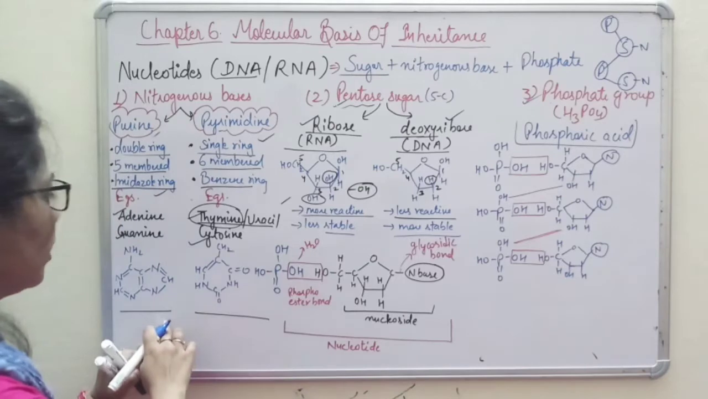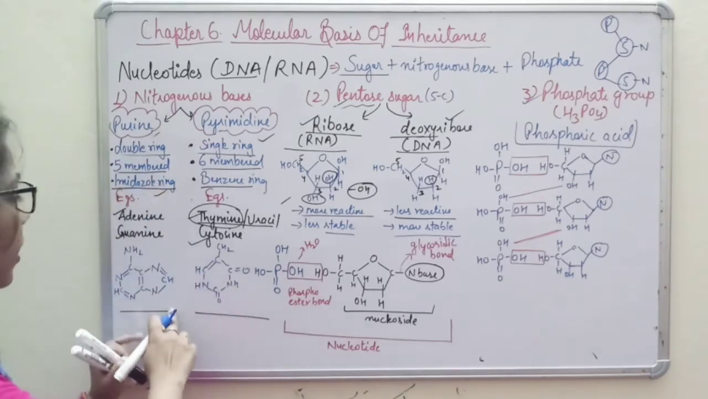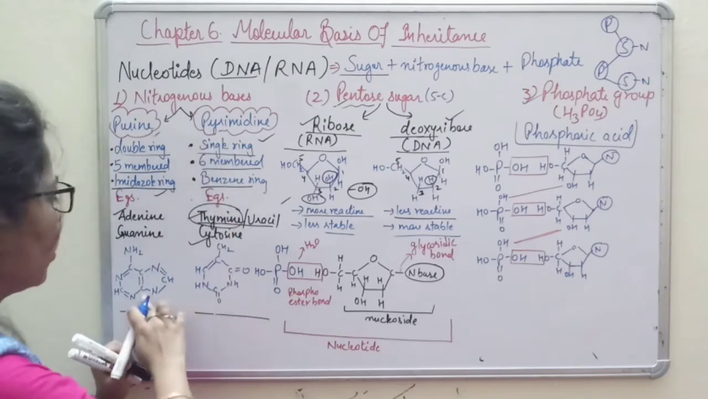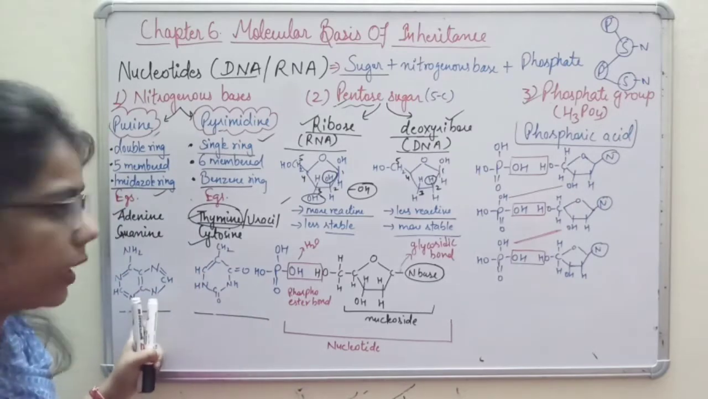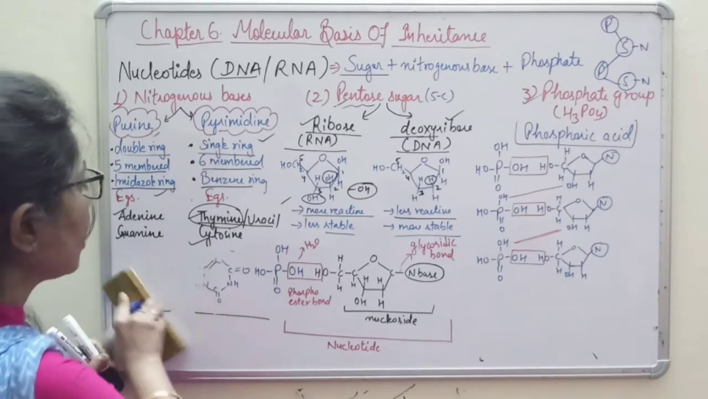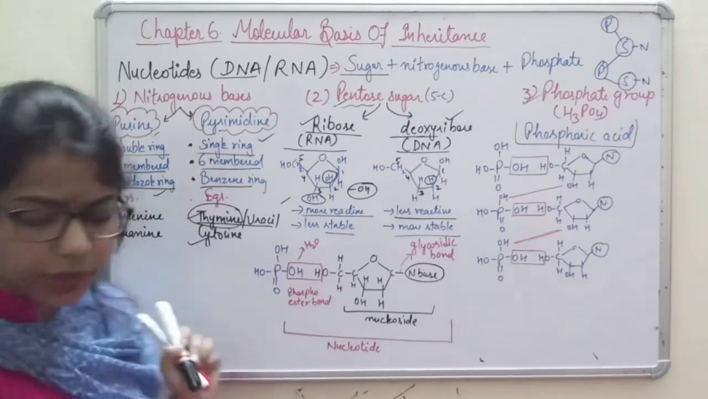Again, if you can see here, these are the two rings which we have shown. How many rings were in purine? 2 rings. Pyrimidines have only 1 ring. Clear? So this is the only example to show you that this is adenine and this one is thymine. Now we will see the structure of whole nucleotides, how it is forming.